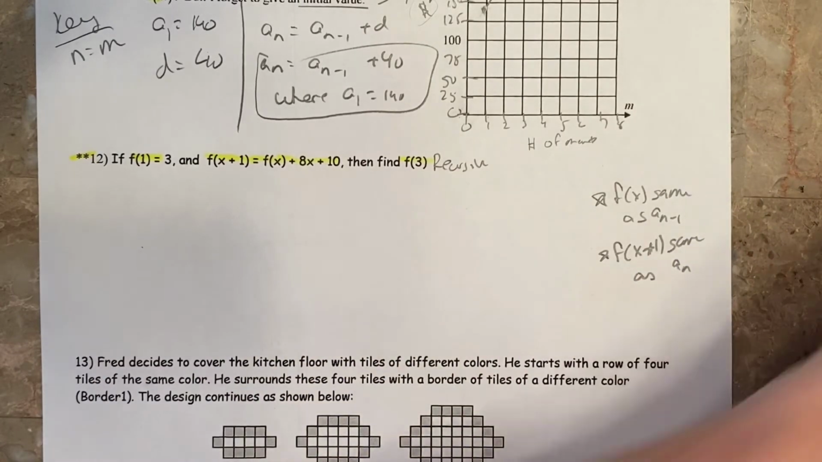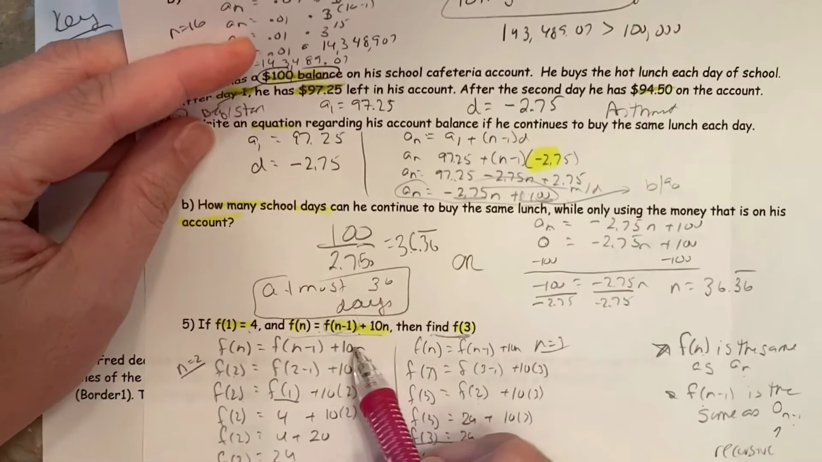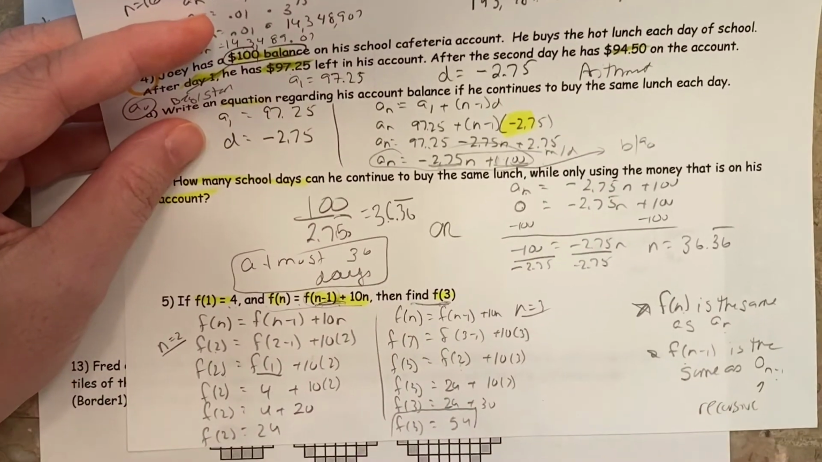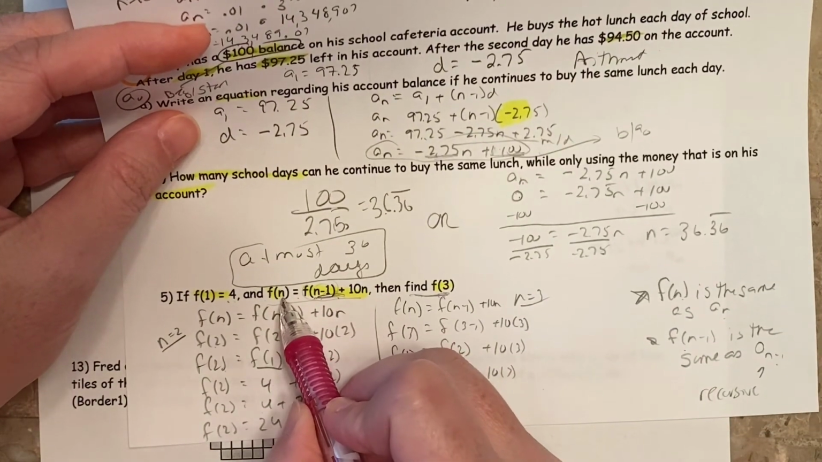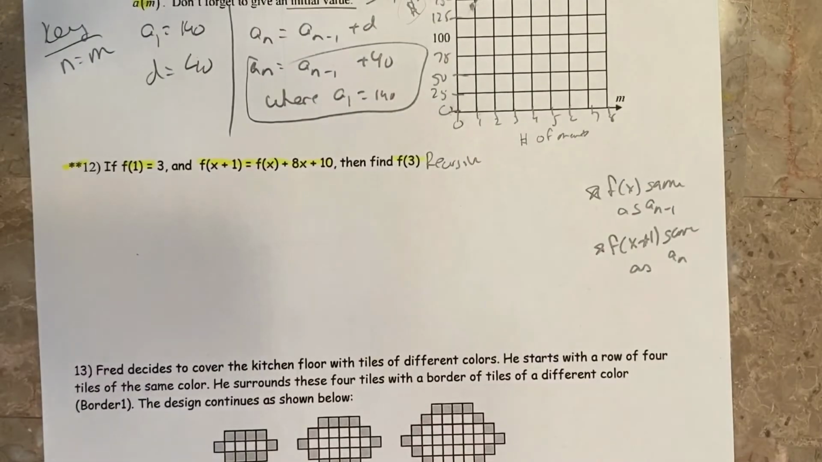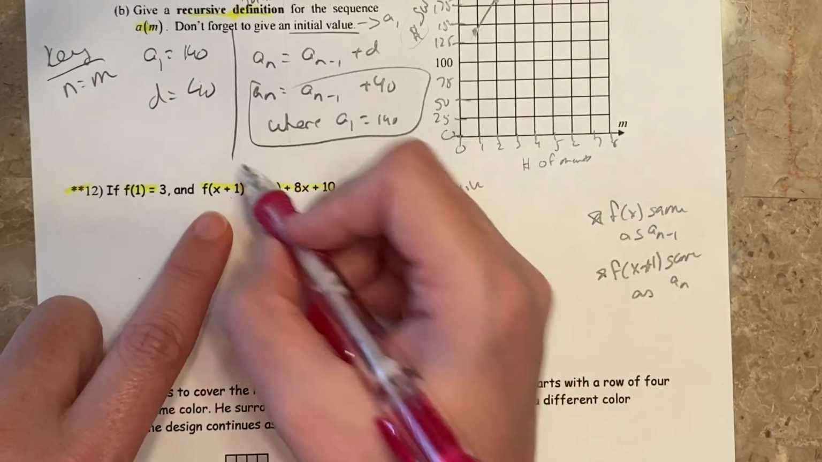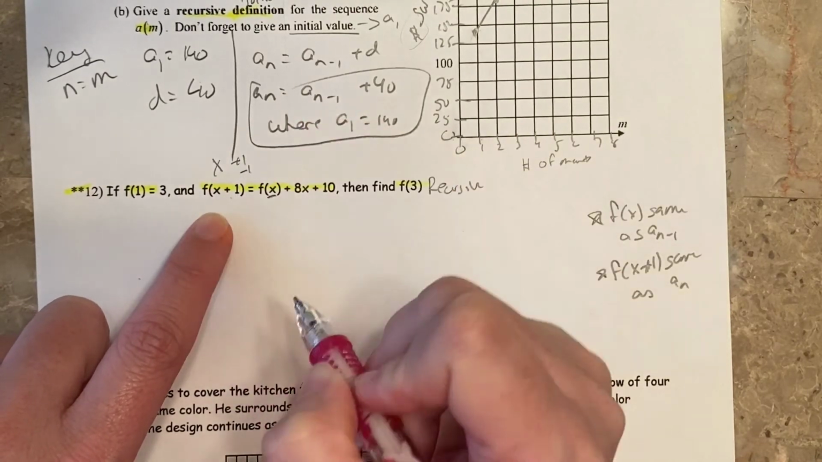Whenever you do recursive, and I didn't say this on the previous one, it always means whatever is to the right of the equal sign is 1 less. So this is n, and this is 1 less than that n. That's how you know it's recursive. Here, this is x plus 1. This is 1 less than x plus 1, right? So if I did x plus 1, I took 1 less than it.